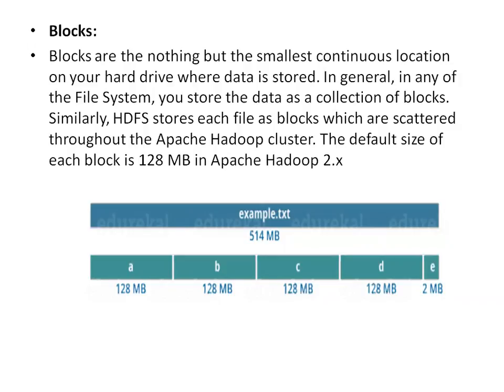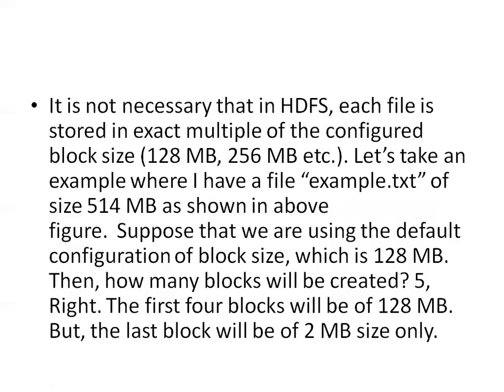But here, the default block size is 128 megabytes. If your file is 514 megabytes, it is split into blocks of 128 megabytes. Even if there is some free space, that free space can be utilized by some other file. Like this, the data space is not wasted, whereas in our ordinary machines the remaining space is wasted. So that is one important thing.